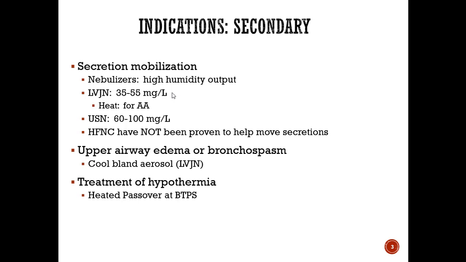For the large volume jet neb, you have 35 to 55 milligrams per liter. You can actually heat a large volume jet neb, so they can be used for tracheostomies, and they can be used for a high flow where your upper airway is being bypassed. We'll show you how to do that in lab. This is that ultrasonic nebulizer. It snuck onto this slide and didn't get deleted, so you can just cross that one out in your mind.